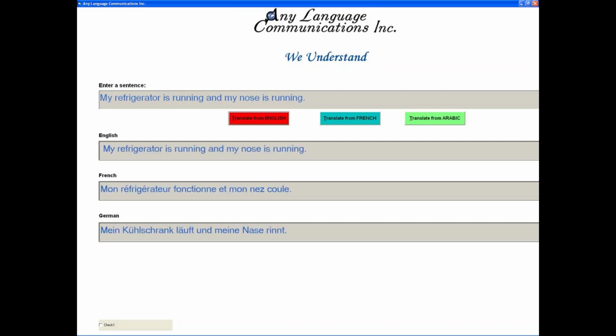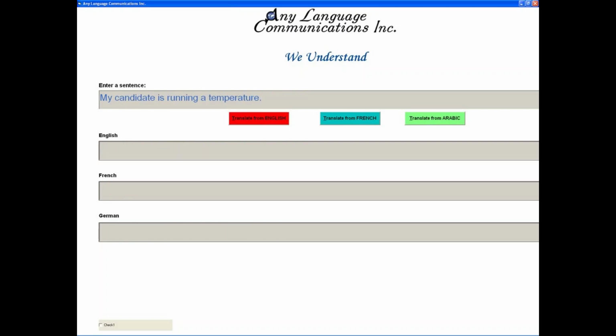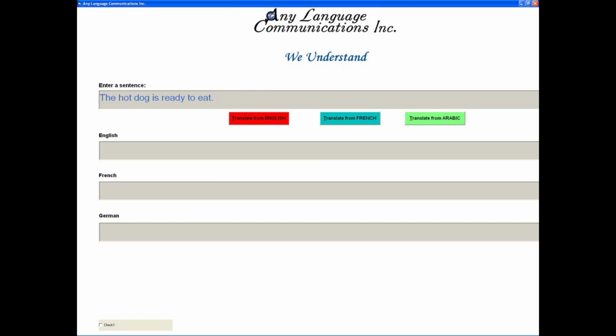Again, looking at the French translation, we see that for refrigerator, the meaning for running is operating, and for nose, the meaning is dripping. Let's try "My candidate is running a temperature." And the translation shows something to do with having a fever. Again, all the meanings were analyzed, and the most closely related were selected. That's relationship analysis.